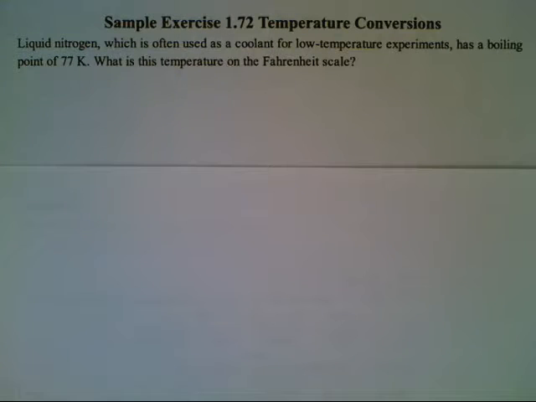All right, AP. Let's do one more sample problem with temperature conversions. Let's go the other way. We've been talking about Fahrenheit temperatures and then converting them into Celsius or Kelvin. Let's go the other way. Liquid nitrogen, which is often used as a coolant for low temperature experiments, has a boiling point of 77 Kelvin. If you don't know, that's very cold. But what temperature is this on the Fahrenheit scale?